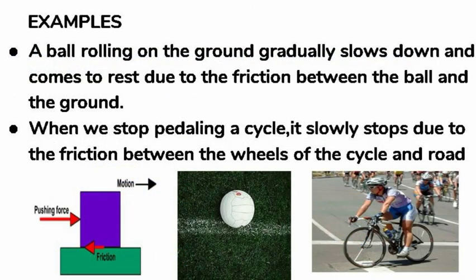Now let's study some examples related to friction. A ball rolling on a ground. When a ball rolls on a ground, it stops on its own after some distance. The force of friction acts between the surface of the ground and the surface of the ball in motion. Hence, friction acts in the opposite direction of the ball, so the ball stops moving after a certain time.